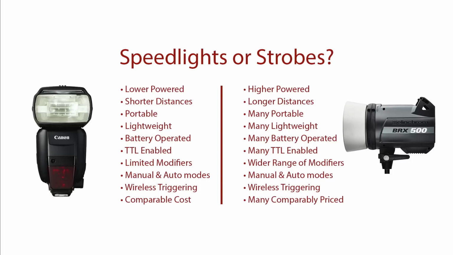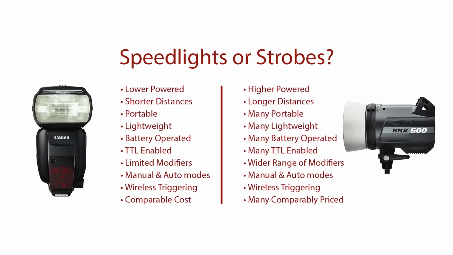You do have limited choices for modifiers with speed lights, more so than you used to, but they're still limited compared to strobes. They offer both manual and automatic modes for metering. They have wireless triggering, and they are comparable in cost at this point to many higher powered strobes. So let's look at higher powered strobes now.